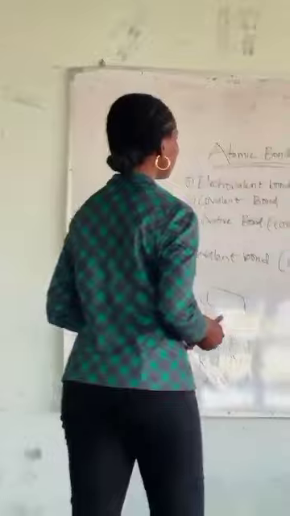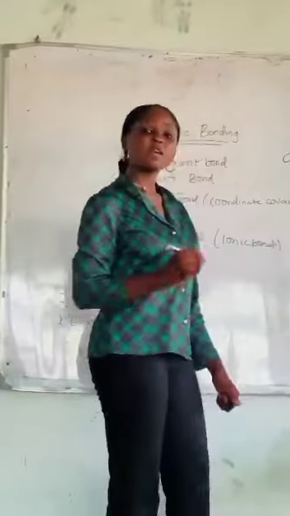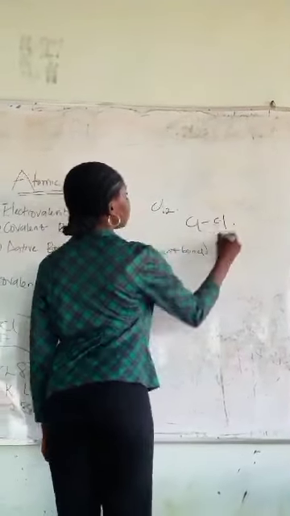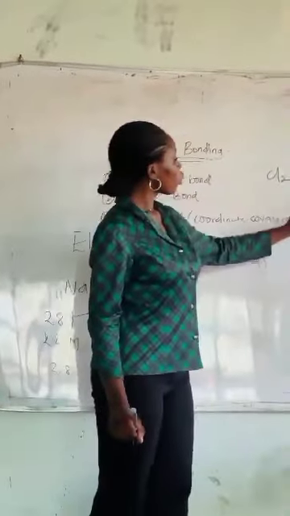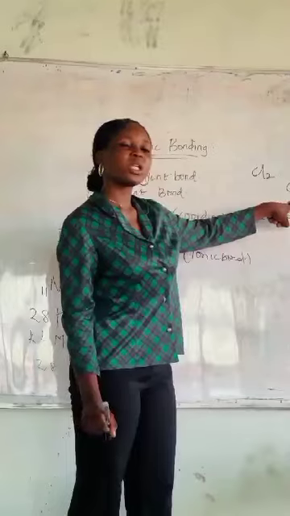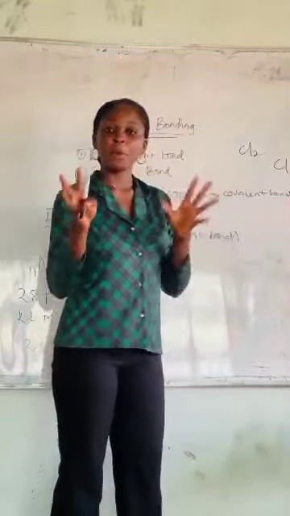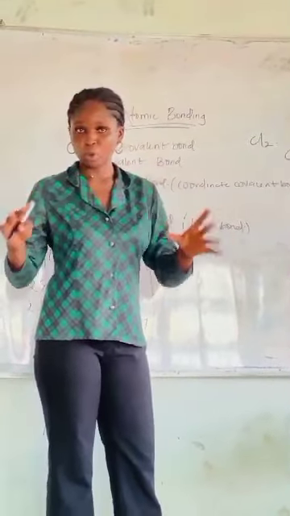An example of covalent bonding is the chlorine molecule, Cl to Cl. If these two chlorine atoms want to combine, one donates 1 electron, the other one donates 1 electron to form a bond, a complete octet structure. That's how covalent bond occurs.